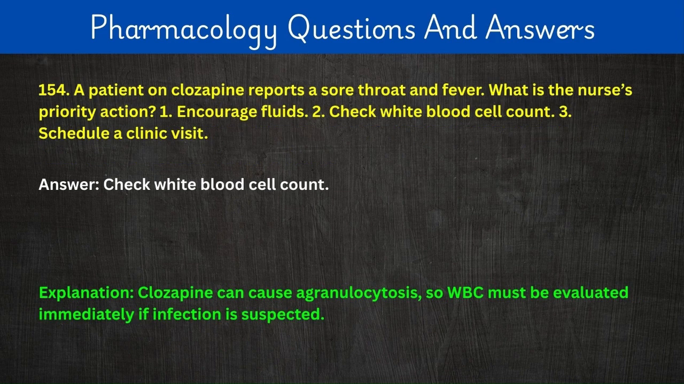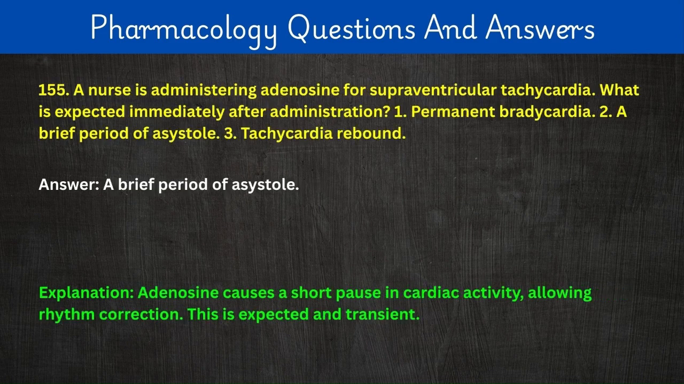A patient on clozapine reports a sore throat and fever. What is the nurse's priority action? 1. Encourage fluids. 2. Check white blood cell count. 3. Schedule a clinic visit. Answer: check white blood cell count. Explanation: clozapine can cause agranulocytosis, so WBC must be evaluated immediately if infection is suspected.